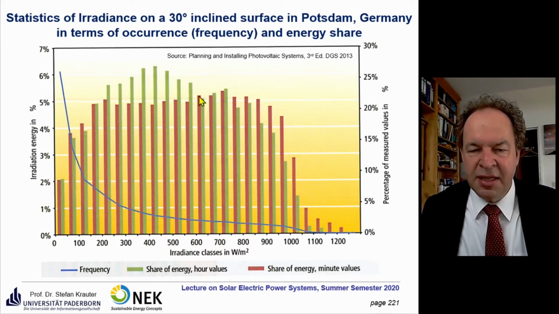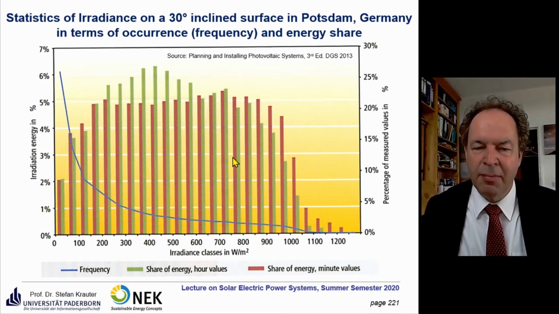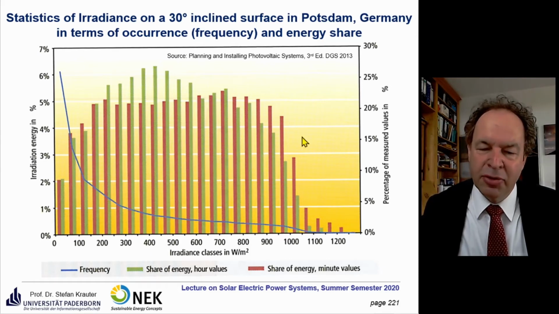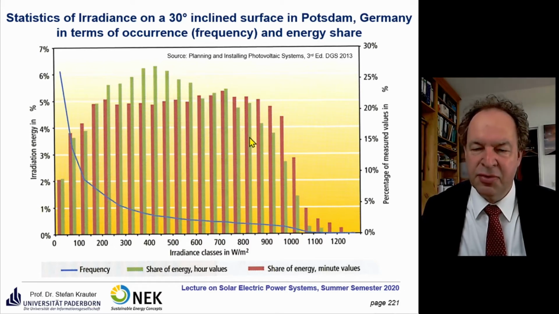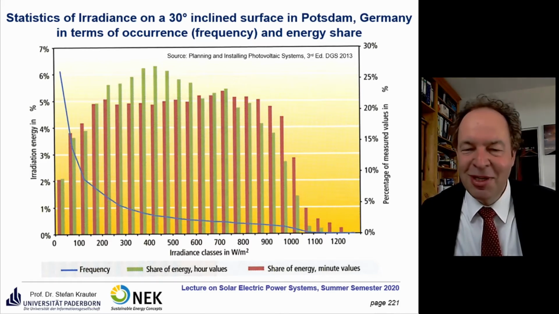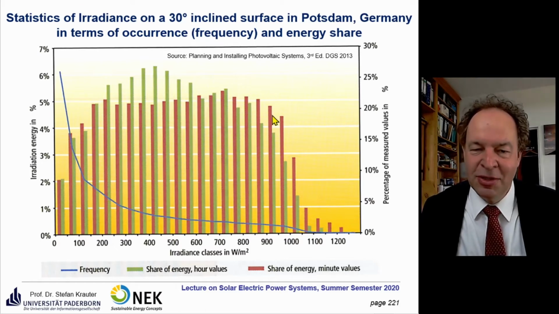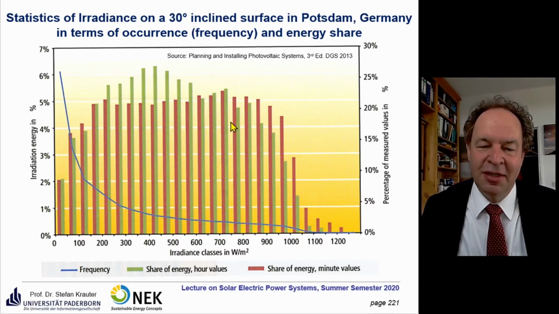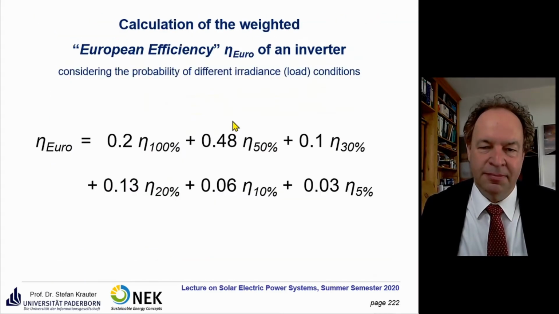So you see that at minute values you have a much higher share in high irradiance classes. This has to be considered for the design of the inverters. If you are able to do quick maximum power point tracking, you're able to profit from these high irradiance levels. If tracking is slow, we observed that there are maximum power point trackers that took 20 minutes to get to the real maximum power point. So this is not suitable to profit from these minute values of the share of energy here.